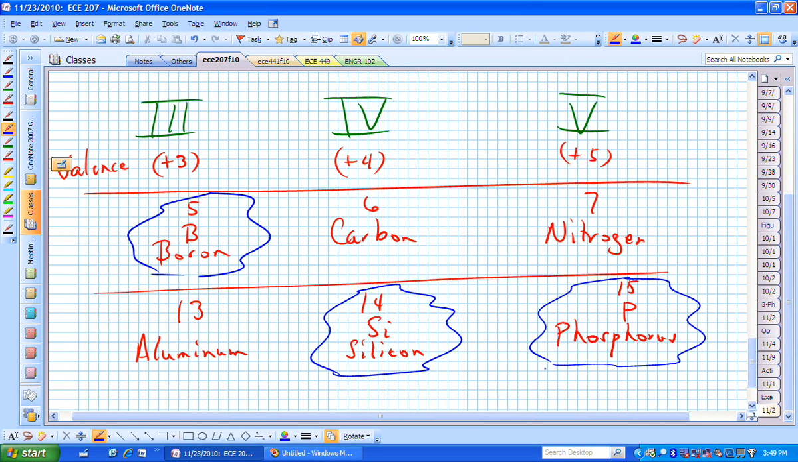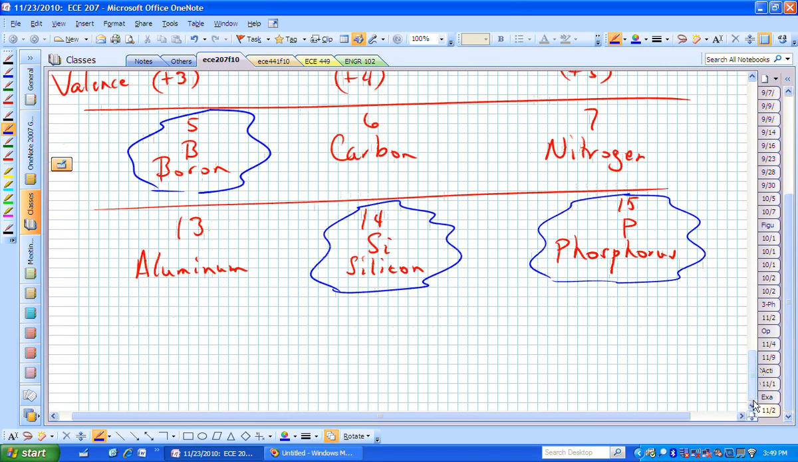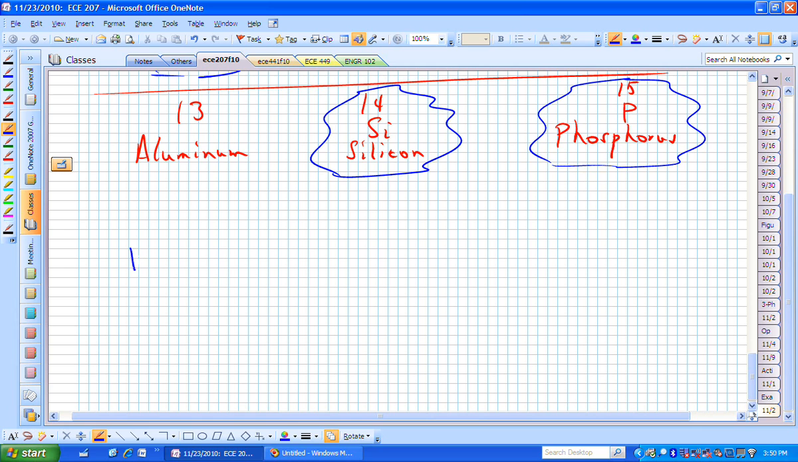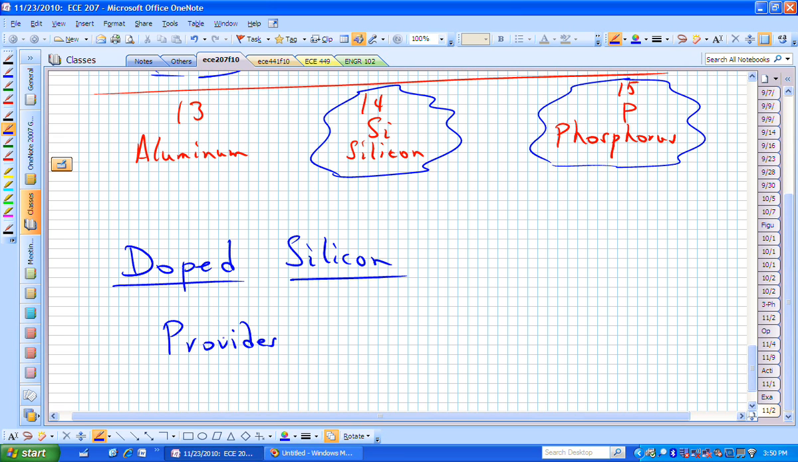We now have silicon. That's our base. That starts with 4. Now what we want to do is dope that with either a 5 element or a 3 element to give it more intrinsic behavior, or make it act more like a 3 or a 5 device in general. And that's what's called doping. Now we have doped silicon.